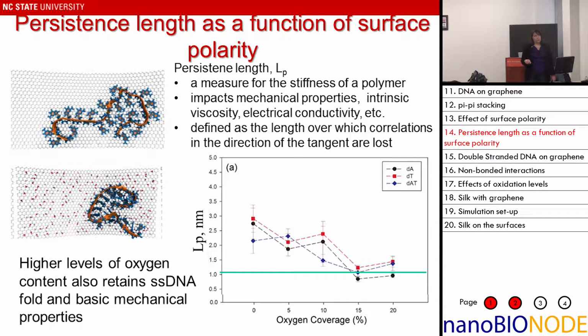DNA in solution, right? So that shows us that even though 15% on the previous slide shows us that we lost some of the secondary interactions, we still retain the flexibility similar to the one received in solution. So basically, high levels of oxidation let us retain the single-stranded DNA fold and its basic mechanical properties.